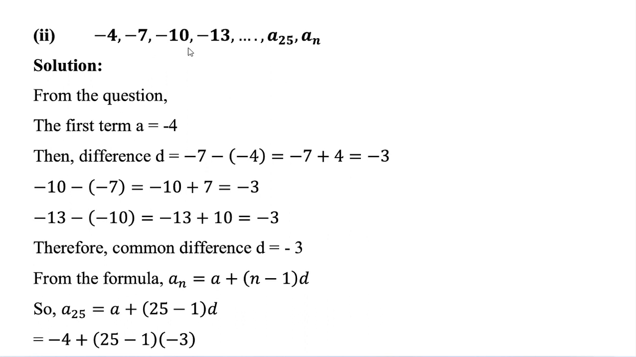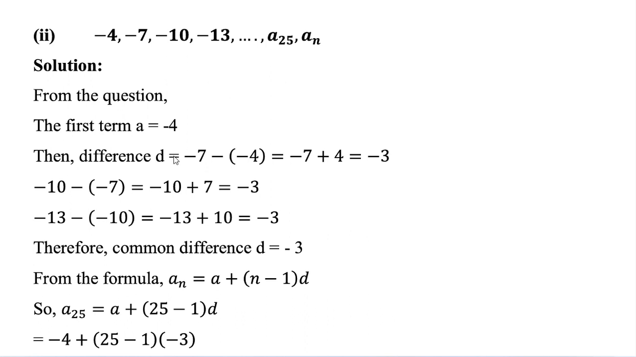Minus 4, minus 7, minus 10, minus 13, and so on, find A25 and an. That is, we have to find the value of the 25th term. Okay, so how will we proceed? The first term a will be equal to minus 4. The common difference d will be equal to minus 7 minus of minus 4. So minus into minus comes to plus, it automatically becomes plus. So minus 7 plus 4 is equal to minus 3. So the first term a is equal to minus 4. The common difference will be minus 3.